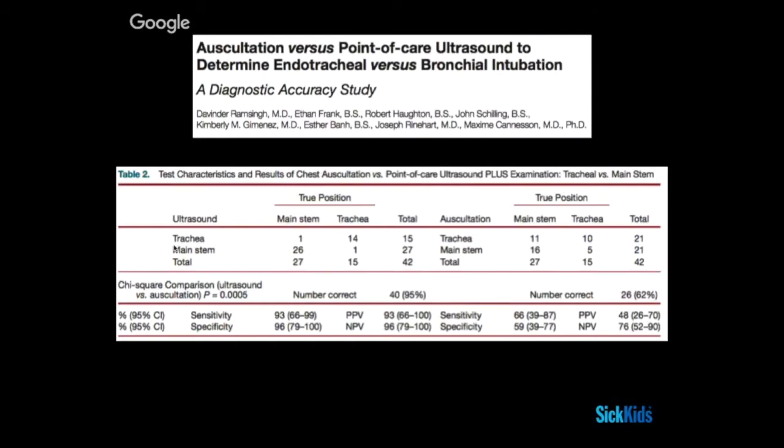But in this one, they answered just trachea or mainstem. It did not answer whether it was too high, specifically. If they don't see tracheal dilatation, for them, it's a mainstem. Correct. That's what they do.